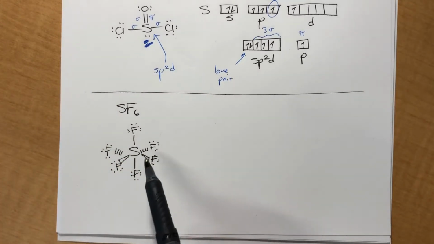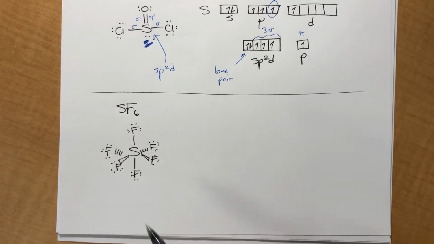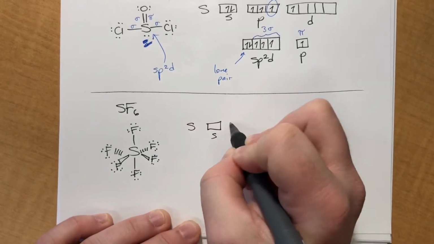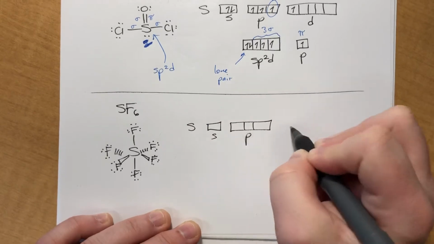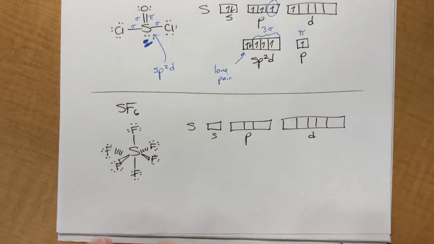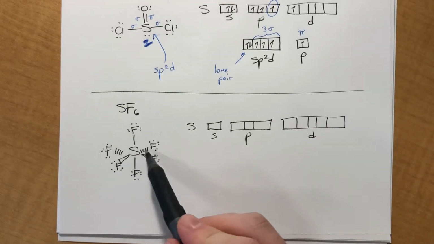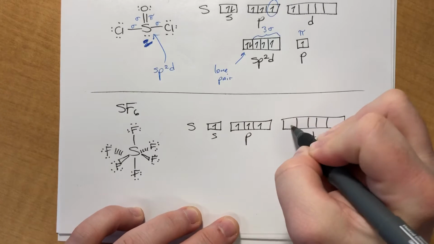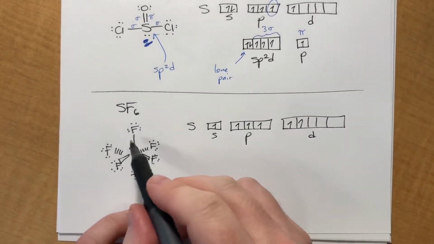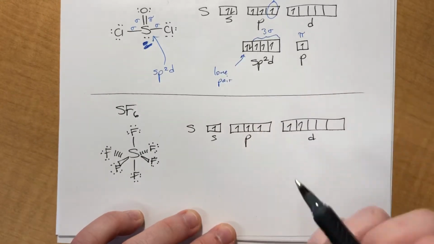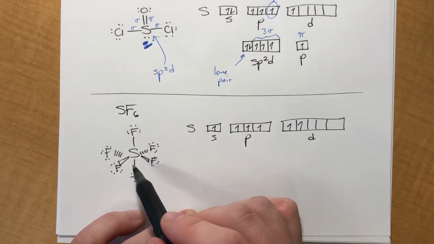Okay, and the sulfur would have 1, 2, 3, 4, 5, 6 things bonded to it. So for sulfur, we would expect it to have an S, 3 Ps, and 1, 2, 3, 4, 5 D orbitals available to it. We have 1, 2, 3, 4, 5, 6 electrons in there. 6 bonds. So every time you see a bond, you need an unpaired electron. Every time you see a lone pair, you need to pair them up. We don't have any lone pairs on the sulfur.